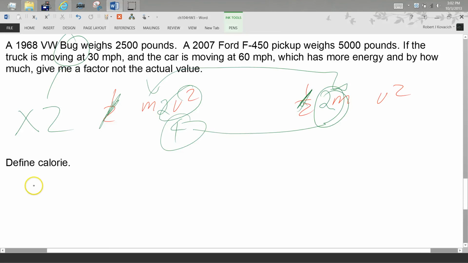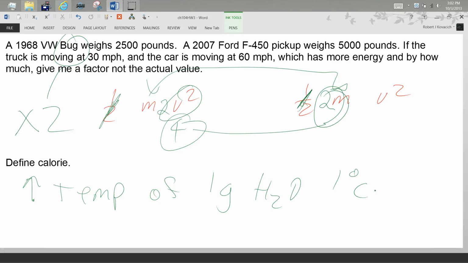Whatever. Calorie definition. It's the amount of heat needed to raise the temperature of a gram of water a degree Celsius. So is it very much energy? How much water is a gram of water? A milliliter, which works out to about 20 drops. So if I increase 20 drops of water 1 degree Celsius, then that's my calorie unit.